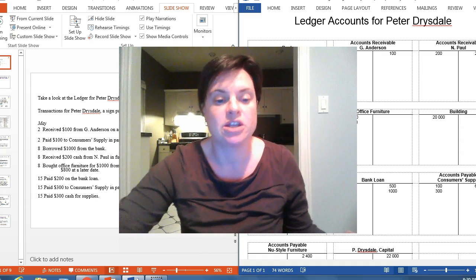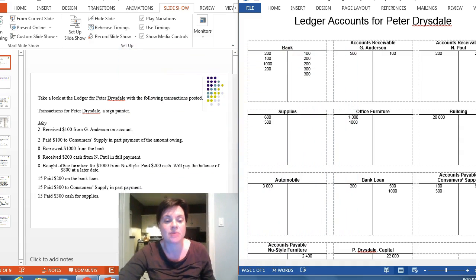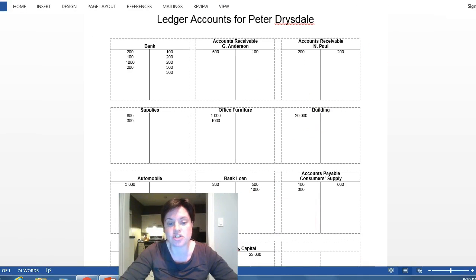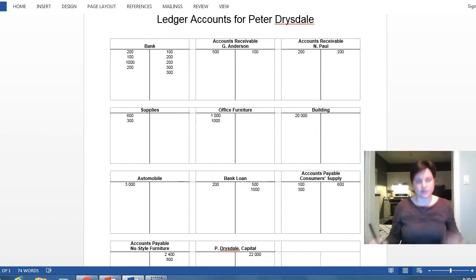Let's start Unit 3. So Unit 3 starts off with Chapter 6. And in Chapter 6, we're going to look at something called journalizing. On your first slide, you've got a number of transactions for Peter Drysdale for his business as a sign painter, for the month of May. What I've done here is post them to the ledger for you. So I've taken all of those transactions and posted them to the ledger. I'm going to make this large, and we're going to look at these transactions for a second.